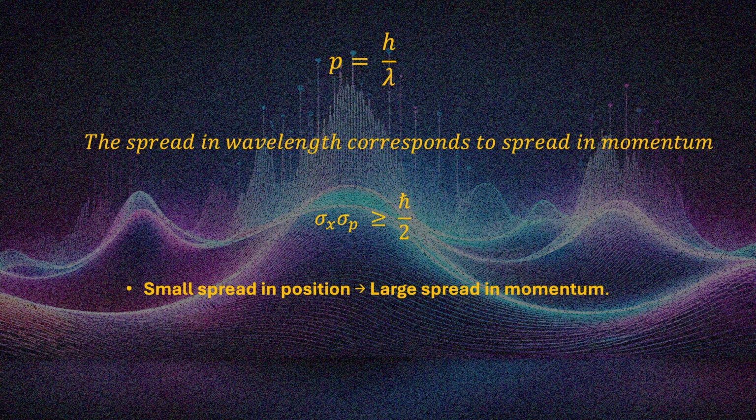So a small spread in position has a large spread in momentum, and a large spread in position has a small spread in momentum. So it has this inverse relation. The more accurately you calculate the momentum, the less accurately you will know the position.